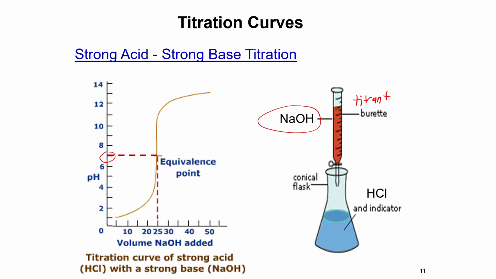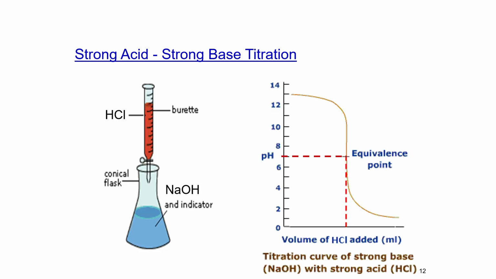Okay, for example sini kita letakkan 25 ml HCl. So untuk neutralizekan 25 ml HCl, for example ini 1 molar, yang ini pun 1 molar, kita perlukan berapa NaOH? Yes, 25 ml. So that's why sini dia mention pada 25 ml NaOH dia achieve equivalent point pH 7. So yang ni kita ubah.